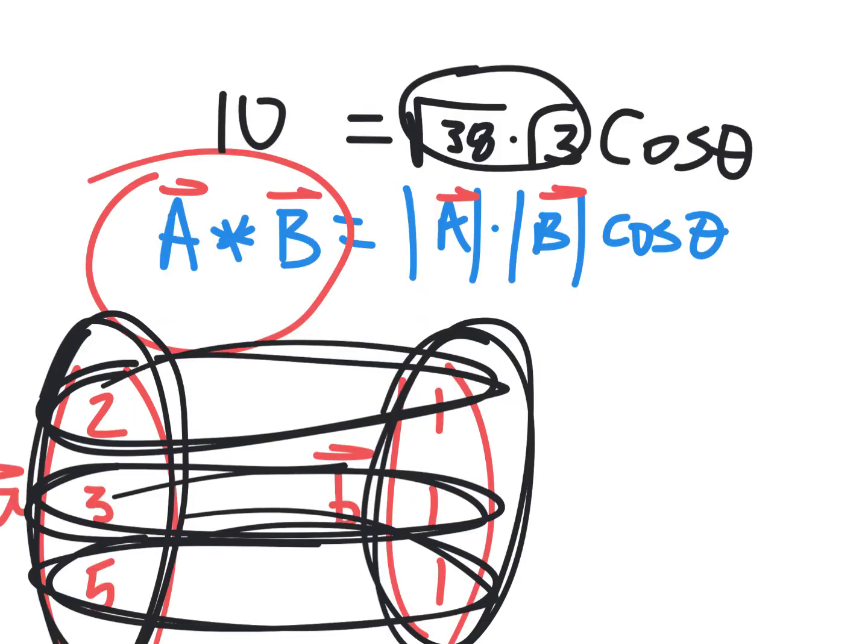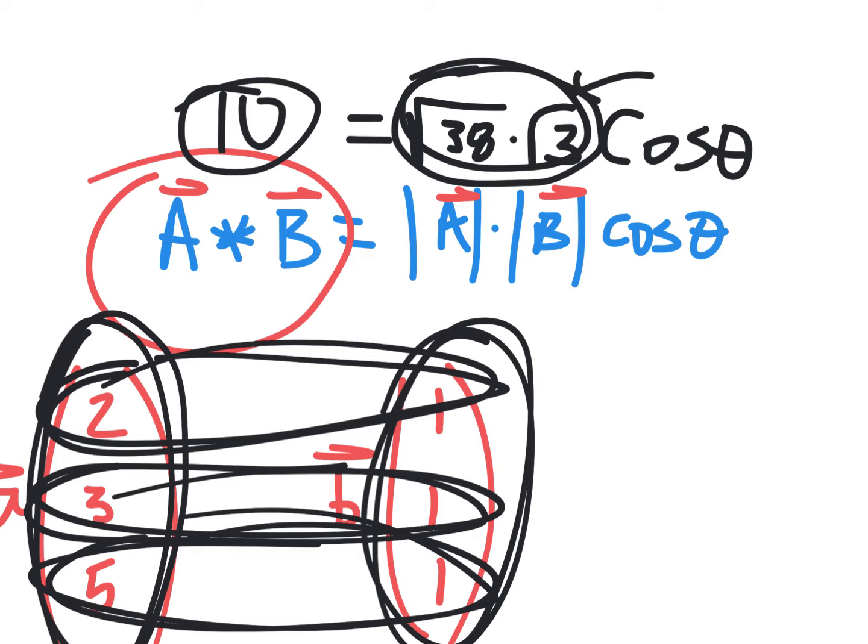Pausing. Okay, I just need to remind people what we just did there. The dot product was 10. These magnitudes were square root of 38 and square root of 3. And now from there, it'd be easy to solve. You just divide by these guys and then take inverse cosine.